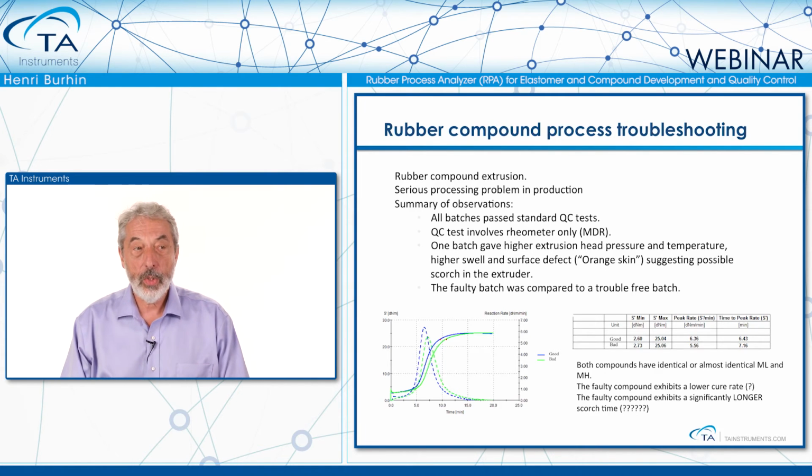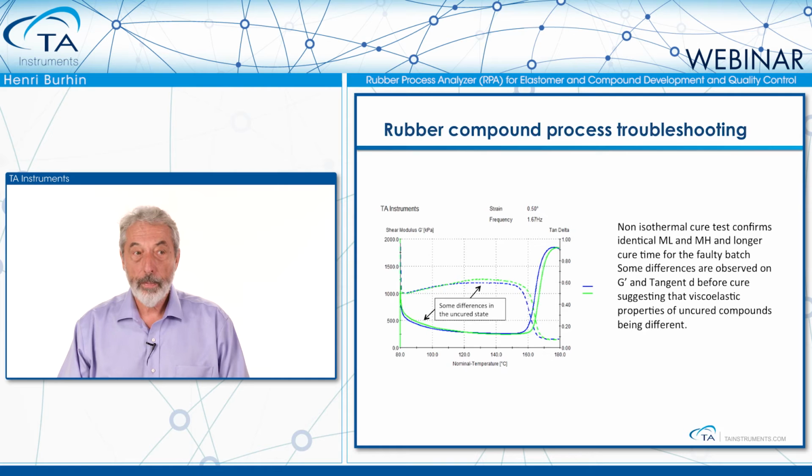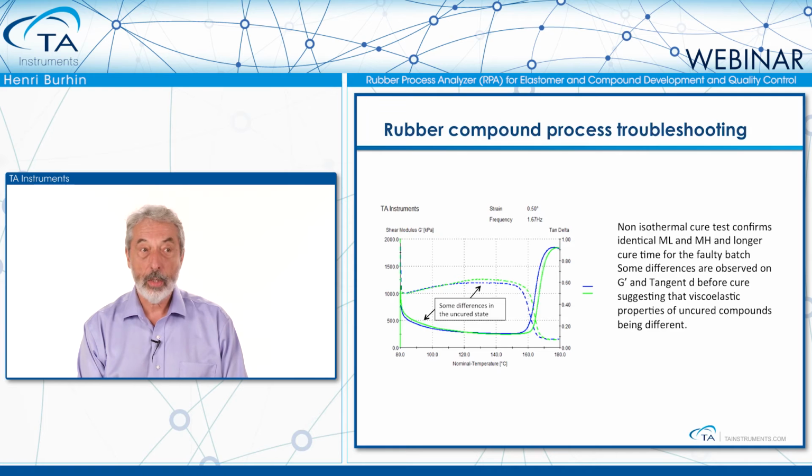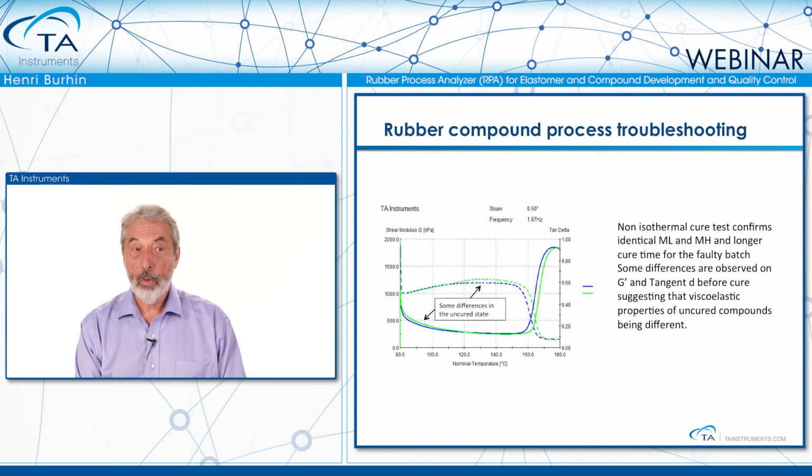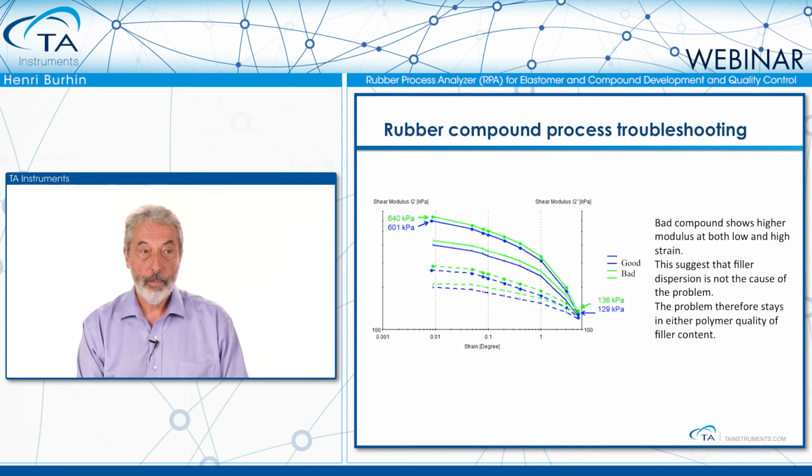In the cure test we can see that the green curve, the green compound, actually has a longer scorch time. Normally that is supposed to give more scorch safety and should not give any problem in processing. So that was a little bit surprising. So we started to look at non-isothermal cure. Then we saw that there was some difference in the processing characteristic of the two compounds, and the non-isothermal cure confirmed that the faulty batch has a longer scorch time.